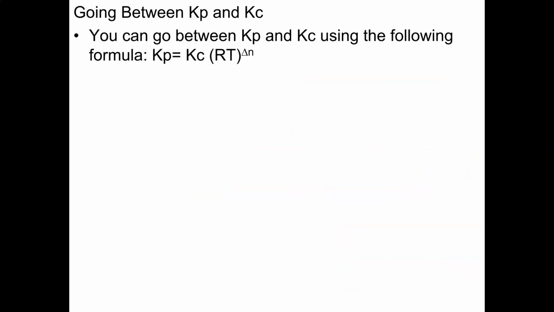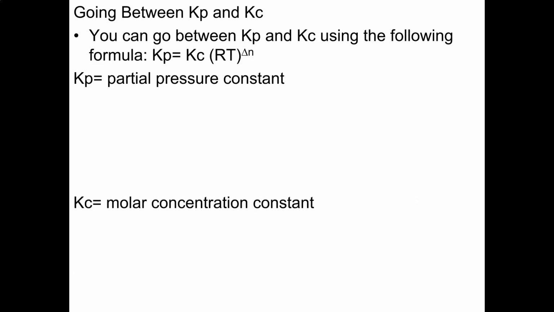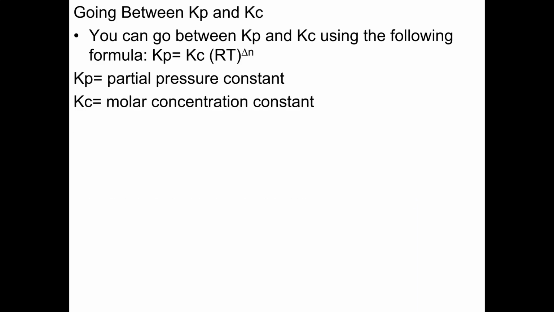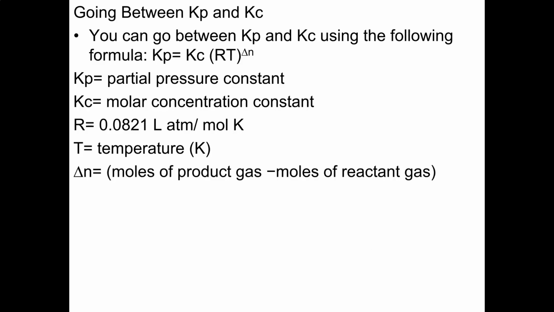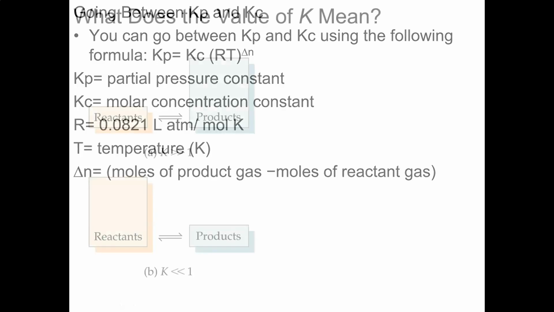All right, going between Kp and Kc. So sometimes they'll ask you for the Kp after they give you the Kc and vice versa. Just requires this equation. So all you have to do is just plug and chug. So Kp is your partial pressure constant. Kc is your mole concentration constant. R is that. Temperatures in Kelvin, always Kelvin, not Celsius. And your change in n is basically your moles of product gas minus moles of reactant gas, not moles total, gas only. If there's liquids and solids, we don't care, right?